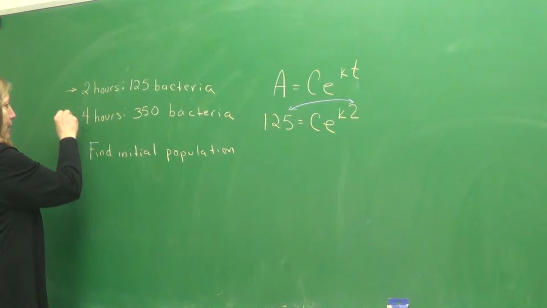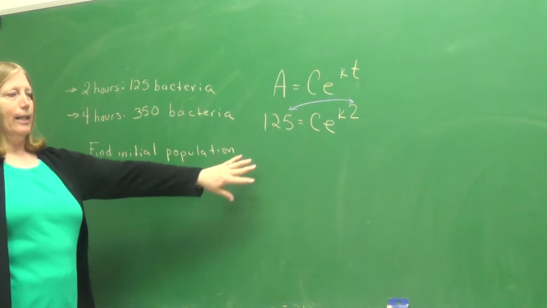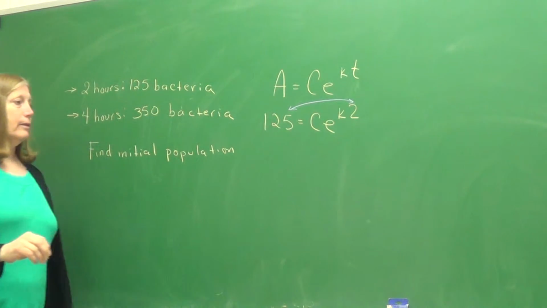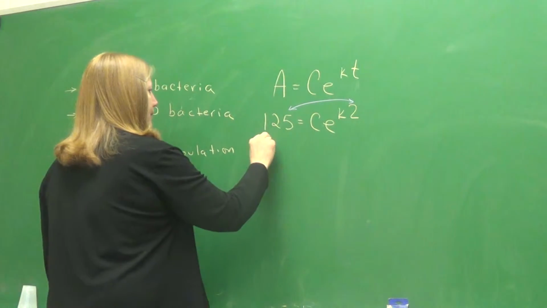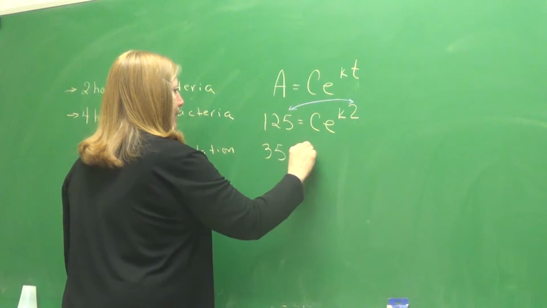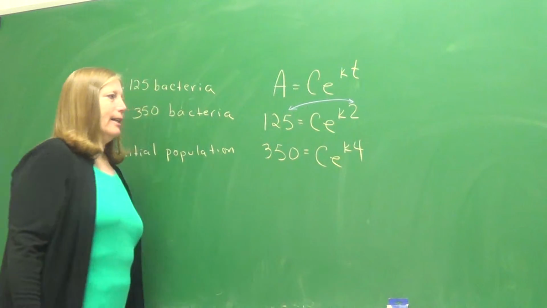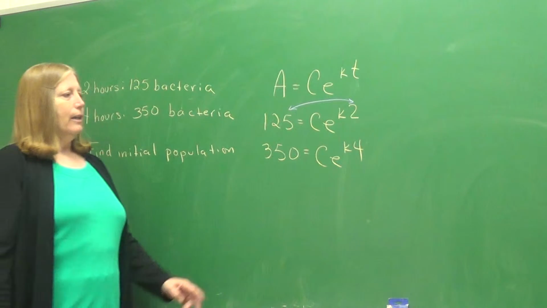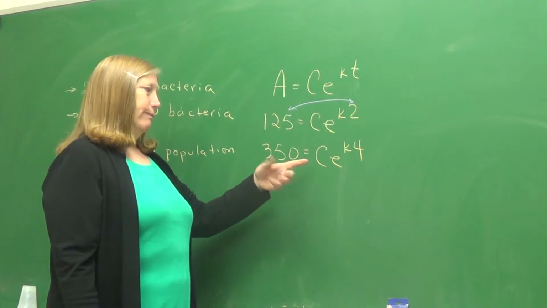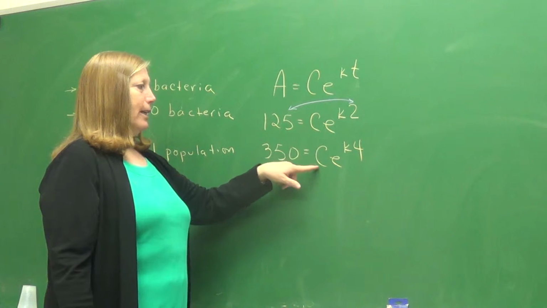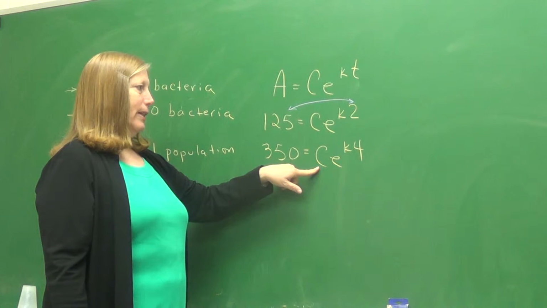So let's go over to the 4-hour information. What would that look like? 350 equals C e to the k times 4. All right, so that's not so bad. It's what to do algebraically after that. And the twist is you're going to solve one of these for C and plug it in for the other one. And it's really not too bad.